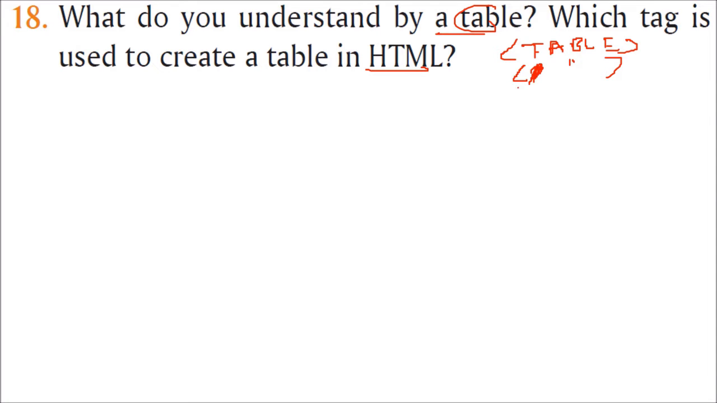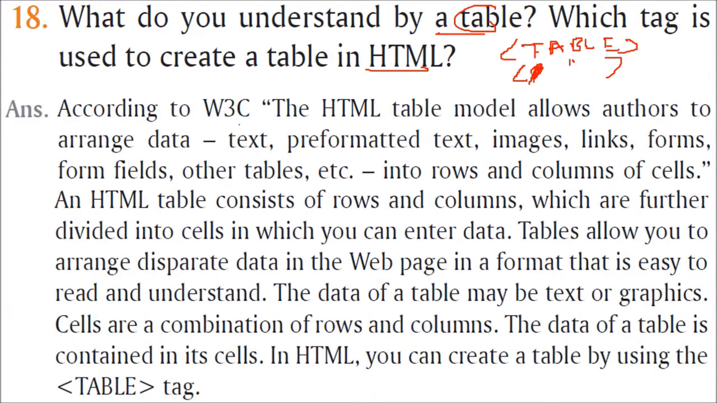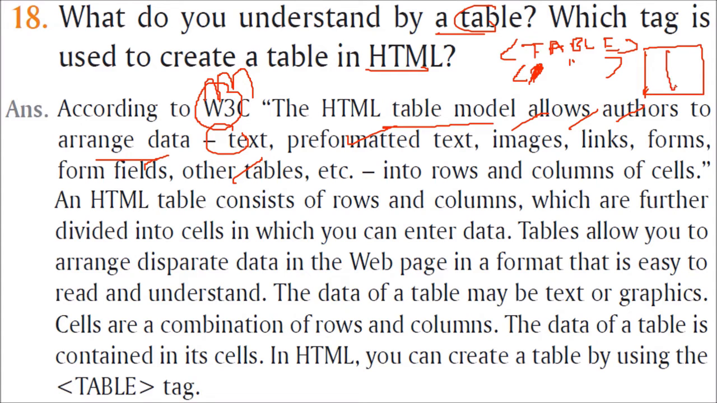prefix this with a slash. According to the W3C, World Wide Web Consortium, the HTML table model allows authors to arrange text, data, pre-formatted text, images, links, forms, form fields, other tables, etc. into rows and columns of cells. So in the form of rows and columns, if you want to put all these constituents, this according to W3C is the table.